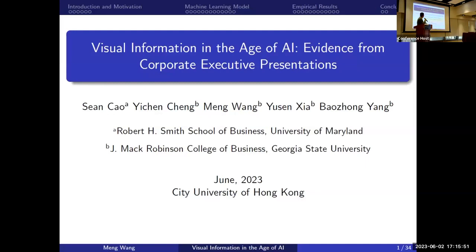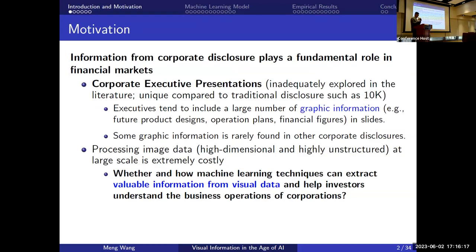In this paper, visual information data of AI evidence from corporate executive presentations is a lot of work with Cheng, who is a faculty member at the University of Maryland, Baozhong, me, Yusen, and Yichen, Cheng. We are all at Georgia State University, and I'm a PhD candidate here. So I'm going to start with this motivation.